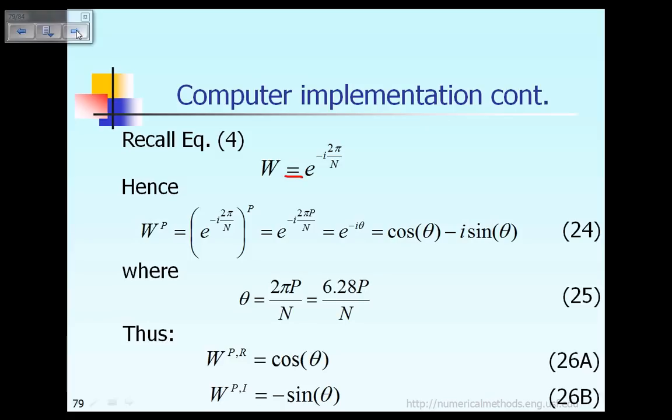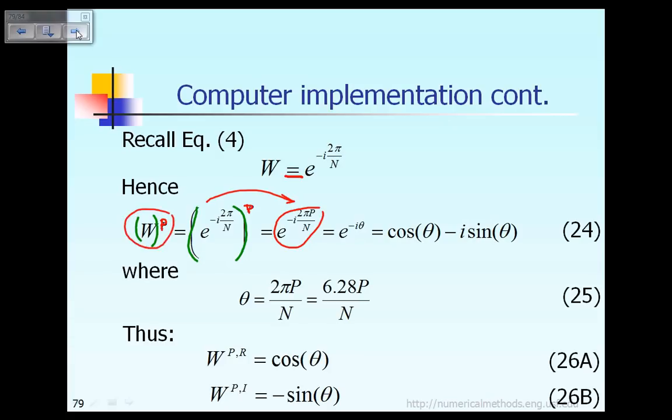This is the definition of W, as I show you in the green bracket right there. If you have to calculate W raised to the power P, you raise to the power P on both sides. And obviously, what we have here, e raised to the power minus i 2 pi capital P divided by N, is the same thing as W raised to the power P.